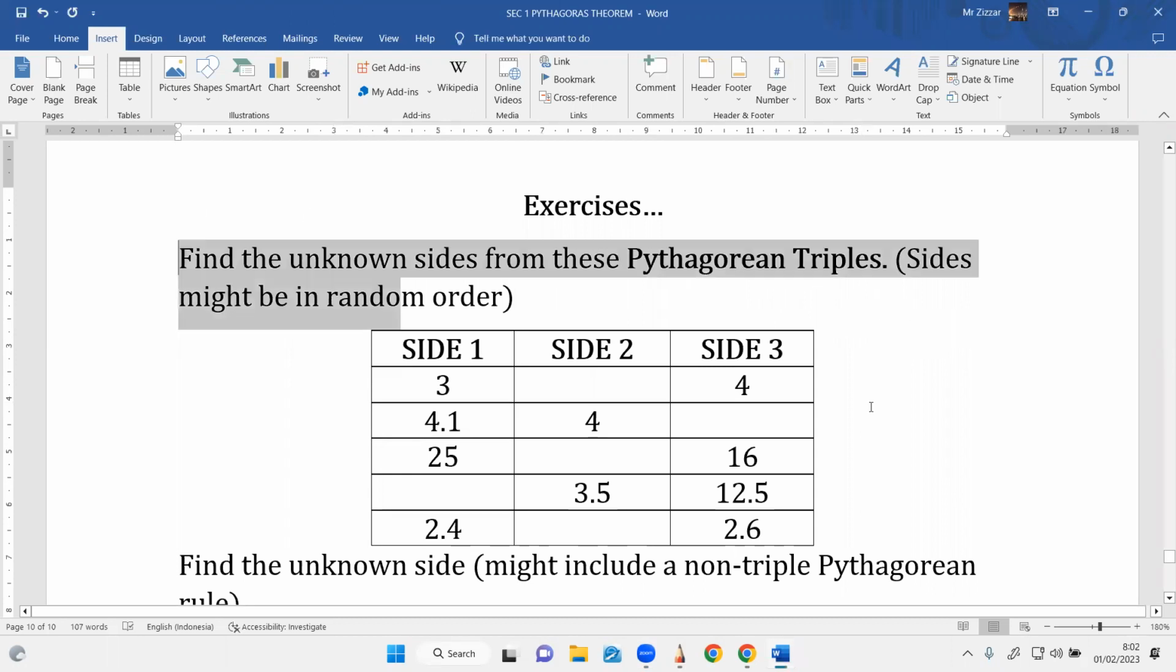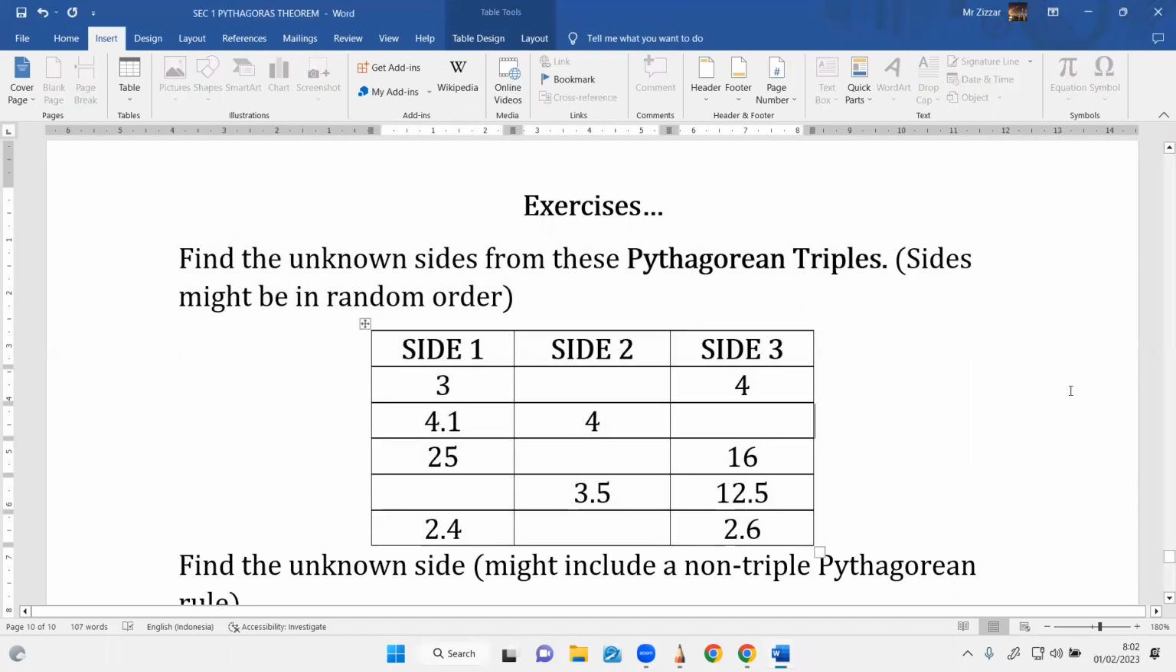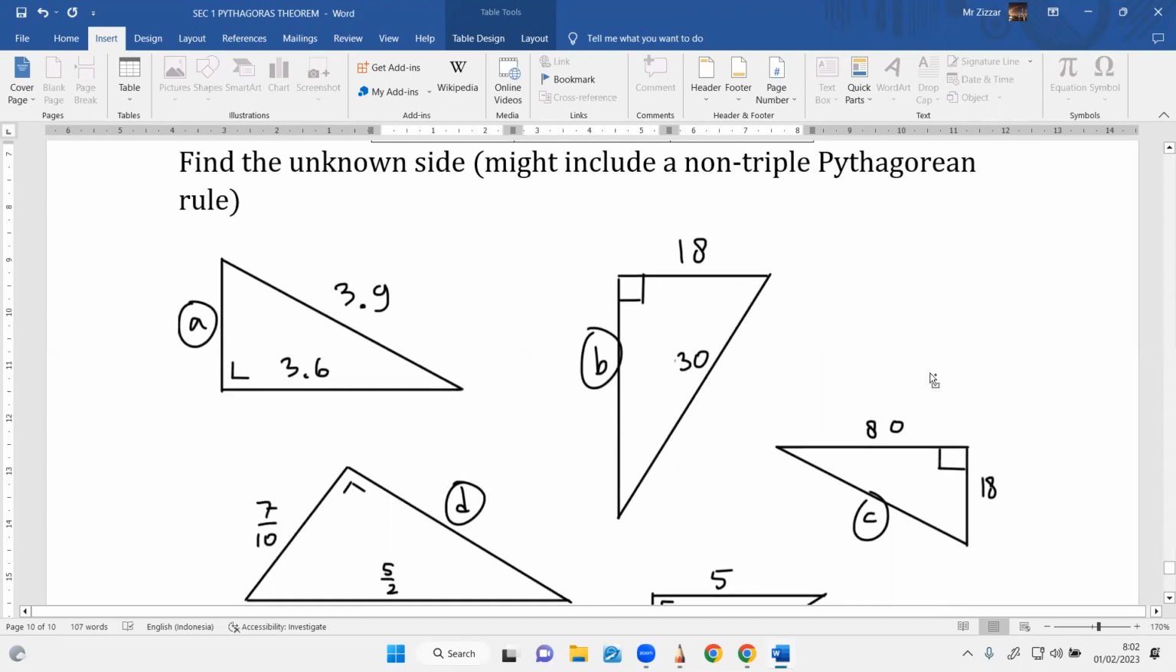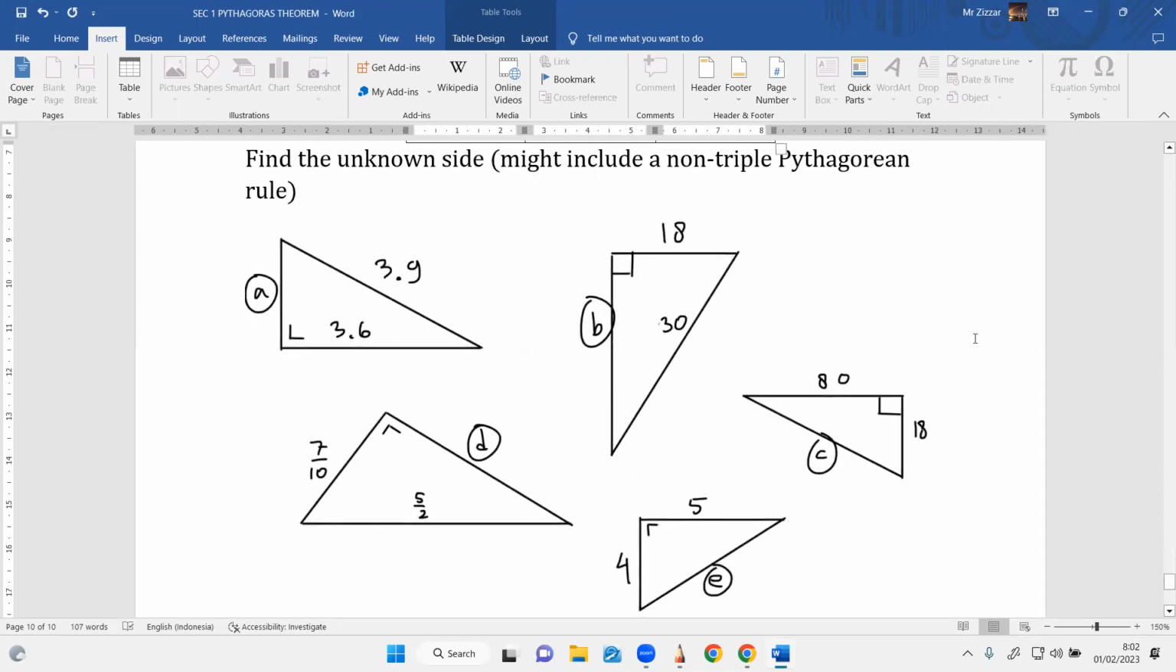This is the first section. You may take a screenshot. And this is the second section, where you are finding the unknown side. It might include a non-triple Pythagorean case, so you have to use the formula a squared plus b squared equals c squared. Actually, every question can be solved by a squared plus b squared equals c squared, but if you understand Pythagorean triples, you will solve these questions in much shorter time. Just try to find which is which. Okay, good luck.